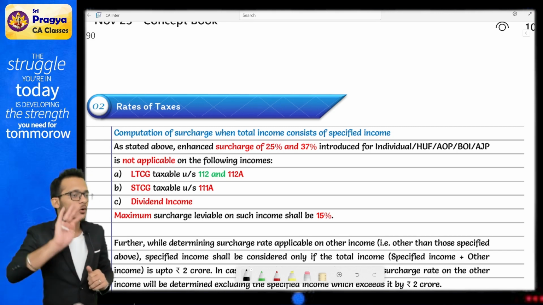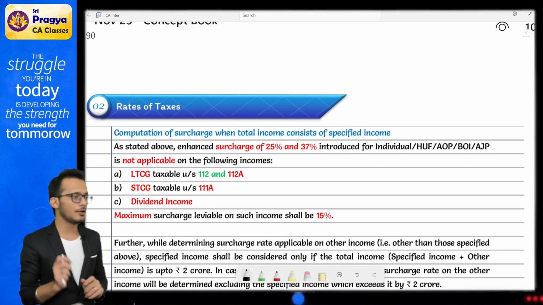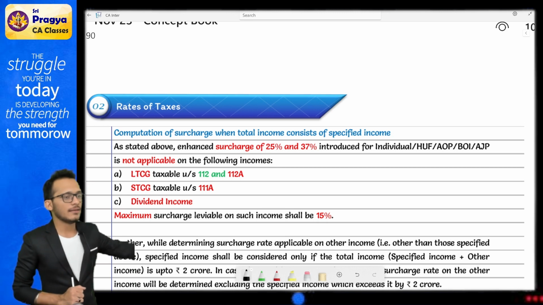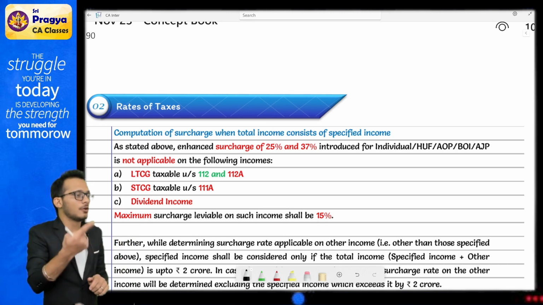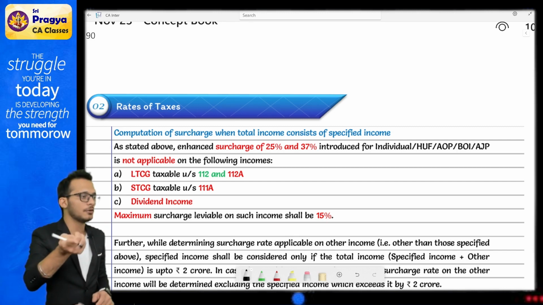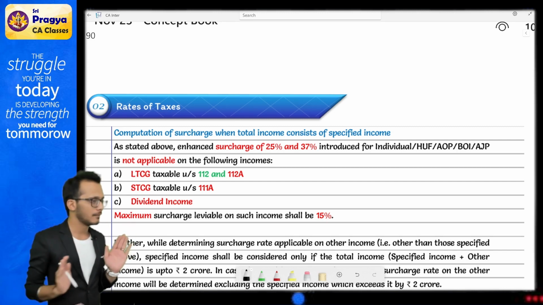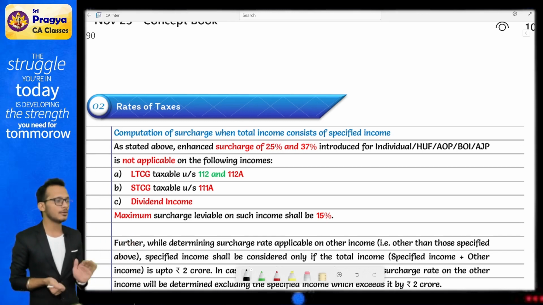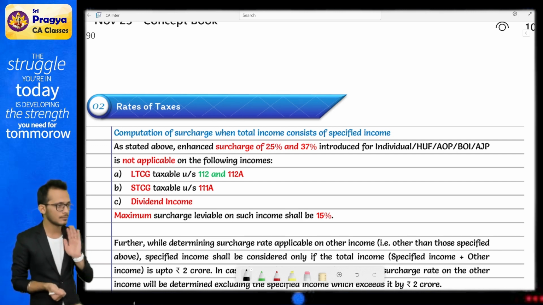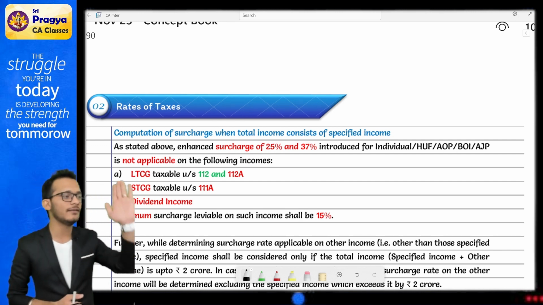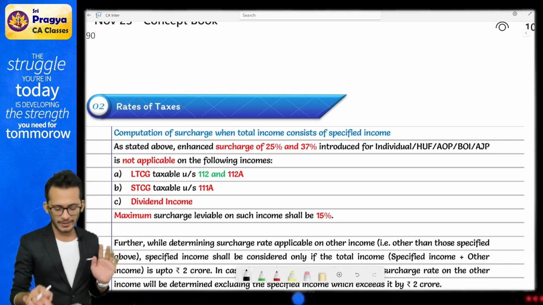If your income goes beyond 2 crores, what happens? Split between your other incomes and these 4 incomes. If your other incomes on a standalone basis go beyond 2 crores, then 25. If it goes beyond 5 crores, then 37. If it is anything lesser than 2 crores, minimum 15. You cannot go to 10, you cannot go to 5, you cannot go to 0. You have to levy that minimum 15 the moment your income goes beyond 2 crores.